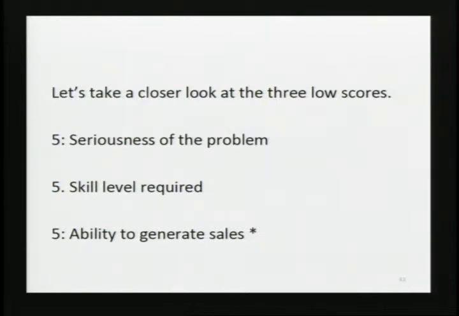These are seriousness of the problem, skill level required, and ability to generate sales. These were the lowest items as they scored, and each one I gave a 5. The seriousness of the problem, this is an interesting issue to me. A lot depends on how we conceptualize the problem. If the problem is simply that refugee elders are not fluent in English, that is not very compelling.